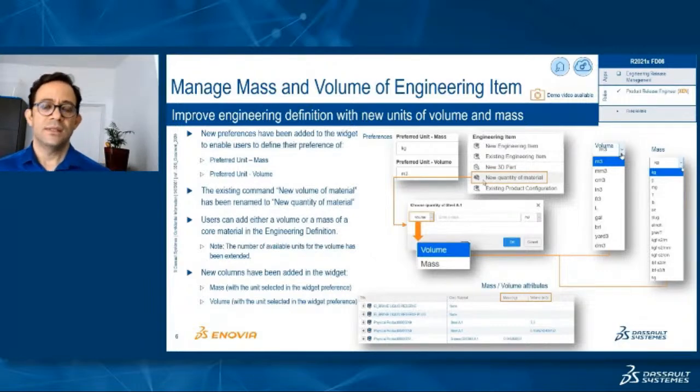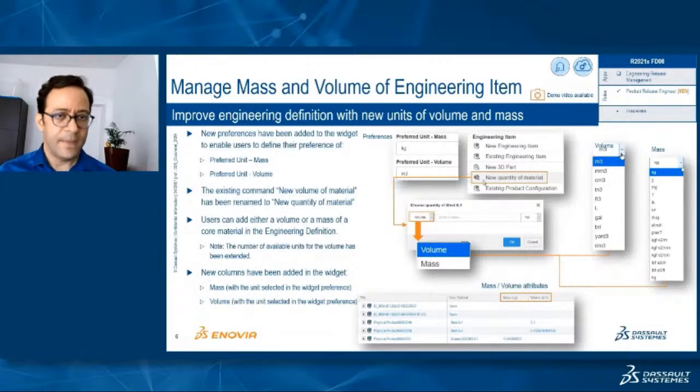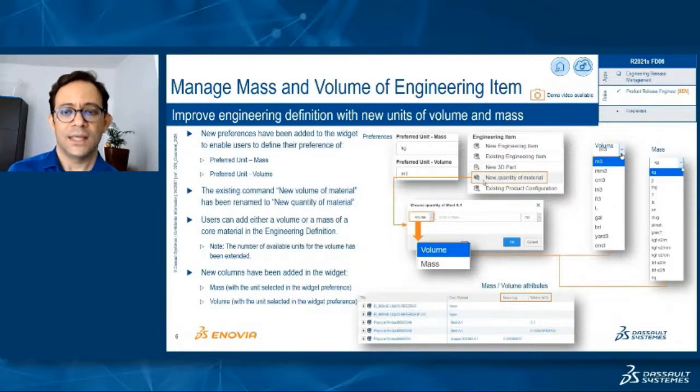Now, the first thing to notice is that we have modified the name. The command name is no longer "new volume of material", because now we support both mass and volume. So the name of the command has changed to "new quantity of material". Once you select this command, you have the ability to define whether you are defining a volume or the mass of the core material that has been selected.